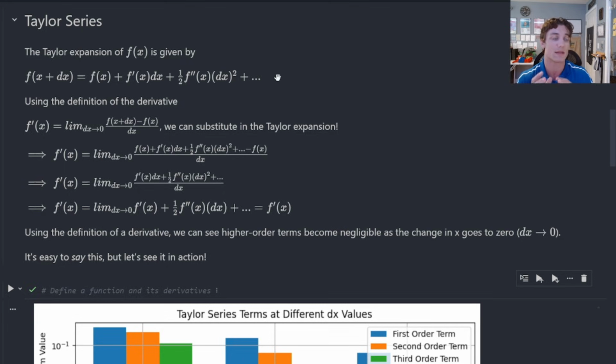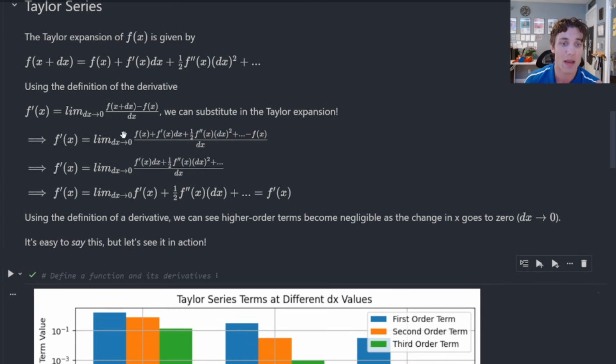We're not interested in this precise change. We're interested in this first derivative. So what we can do is take this Taylor expansion and plug it into the definition of a derivative. And what you'll see here is if we plug this Taylor series expansion into the definition of a derivative, we have this limit, the limit as dx approaches 0.